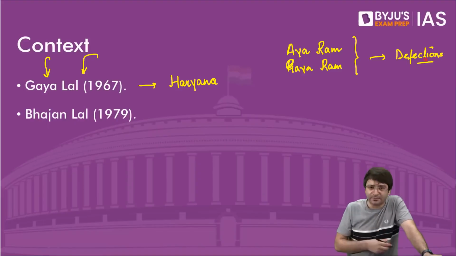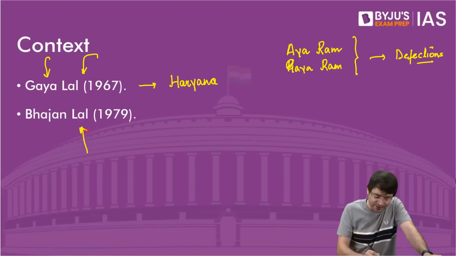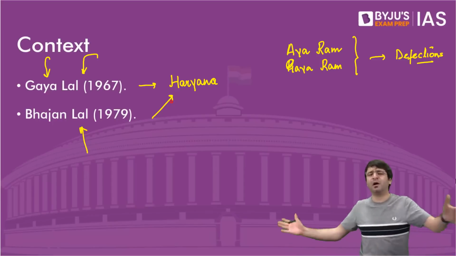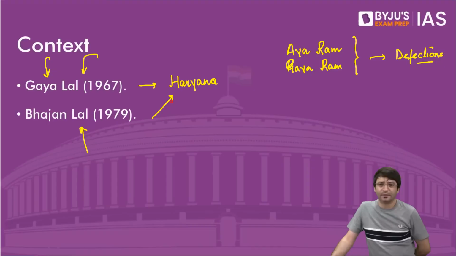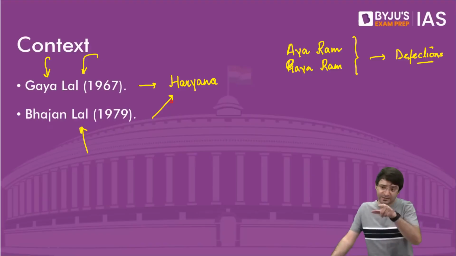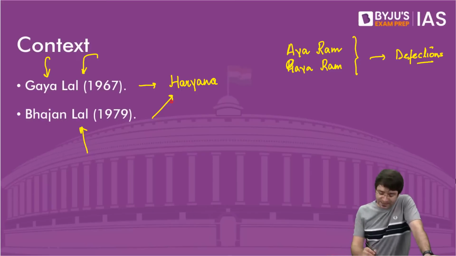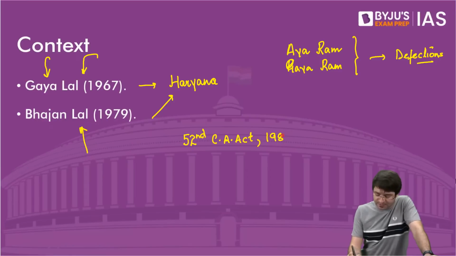A decade later, in 1979, same state, Haryana, Bhajan Lal, along with all his members, joined Indira Gandhi's Congress. This is political immorality because you're violating the preferences of the voters as well. And this had to end. And for that, Rajiv Gandhi was the Prime Minister. The 52nd Constitutional Amendment Act was passed. The year was 1985. The 10th Schedule was added to the Constitution.